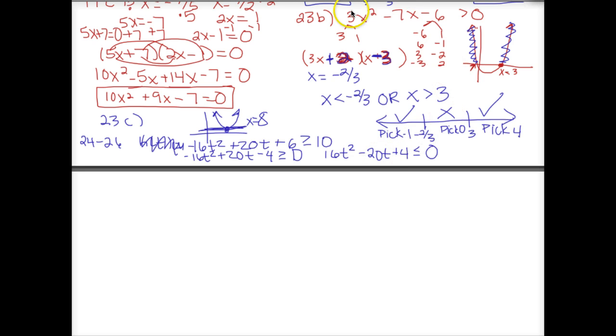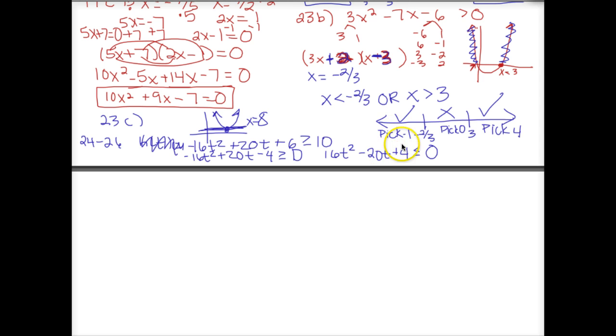26 then is just exactly the same as what we did here in 23b. You can either solve it graphically or you can solve it algebraically. But the key here is that this sign flipped. So if you want the right part of the parabola, you have to remember to flip that sign.